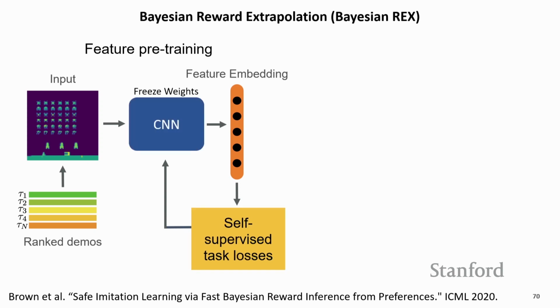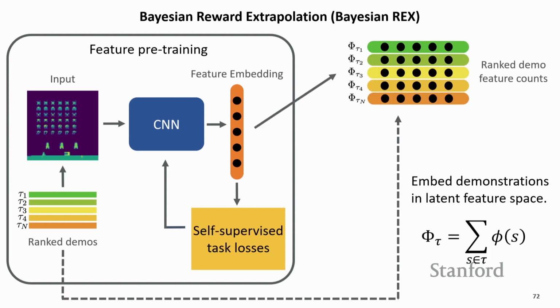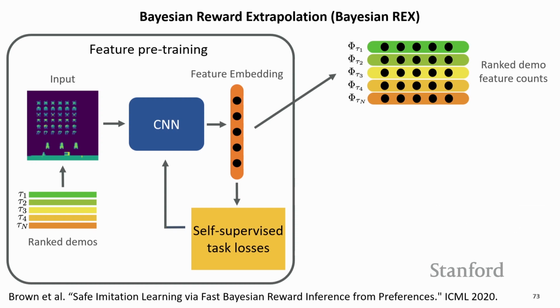And what's nice is we can now freeze these weights, and we have a feature extractor that works on these high-dimensional inputs. This gives us the feature pre-training, and we can now just define a linear reward function on top of that. We have these features S from our latent space, and we define a reward function as a linear combination of these with a weight vector theta. What's cool is this makes things really efficient, because we can take the pre-ranked demonstrations, and embed them in the latent space just by adding up the latent features for every state. This gives us a set of ranked demonstrations, essentially feature counts in the latent space that we've learned.